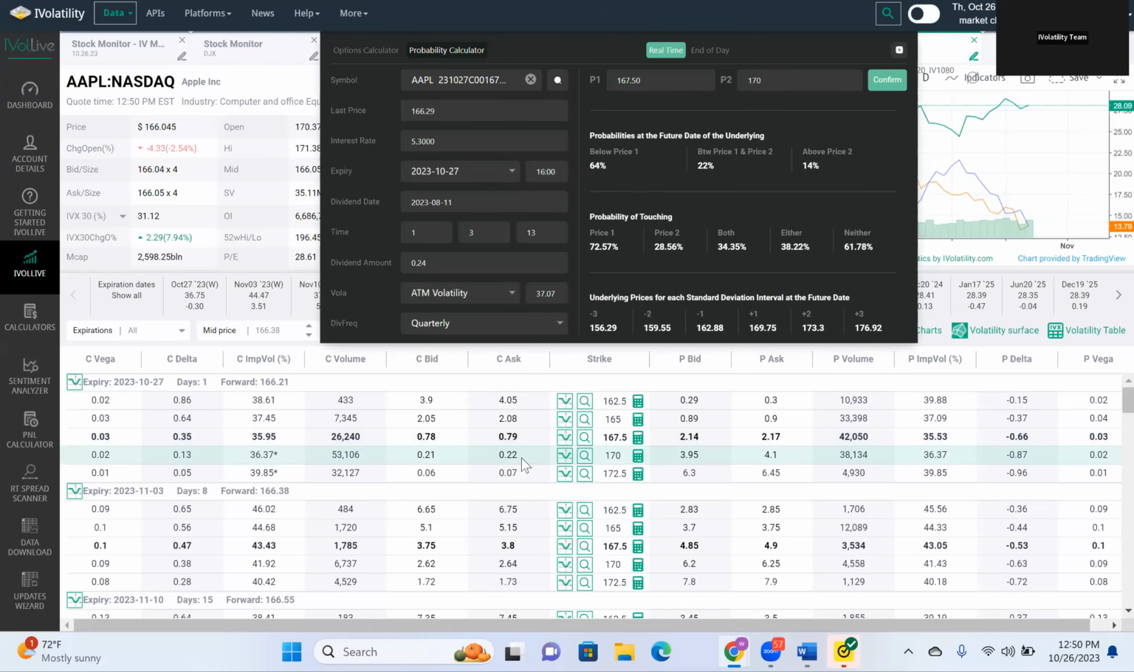So even though these are cheap, I could buy them for, you know, 22 bucks. The 170 calls, not worth it, because there's an 86% chance they expire worthless. And there's not a huge probability that it will be between these prices. So I wouldn't do a straddle, and I wouldn't do a strangle, right? So this tells me a lot just by keying that in.